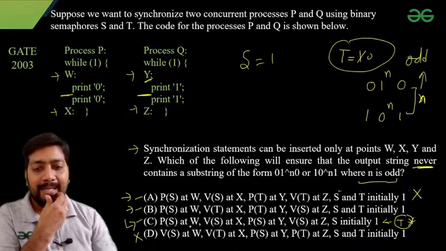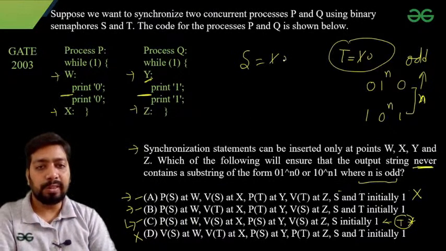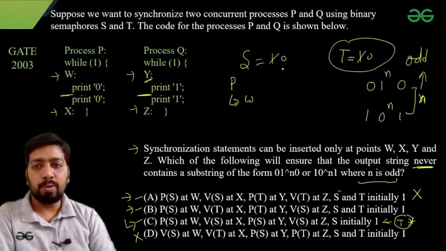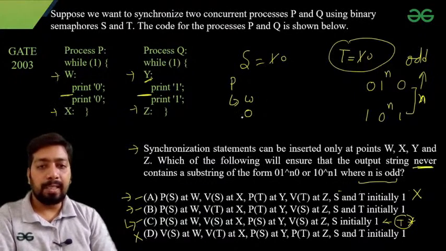So in W, you can see the P of S operation. That means the semaphore value goes to 0 when process P wants to write. It will perform W, that means P of S. So S is decremented to 0. After that, it is printing 0. Now suppose it is printed.